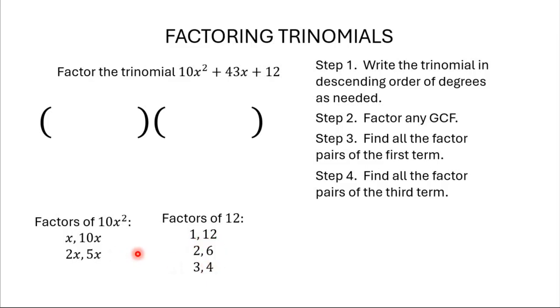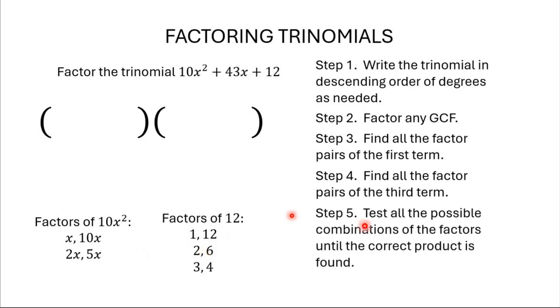And once you have all the factors, the next thing we want to do is try all the combinations of these factors. So basically the factors of 10x squared are going to be in the first positions in each of these binomials. And the factors of 12 are going to be in the second positions of both of these binomials. And we're going to try all the combinations until we find a product that when we FOIL it, we get this trinomial right here. So let's go ahead and try one of these pairs that give us 10x squared.